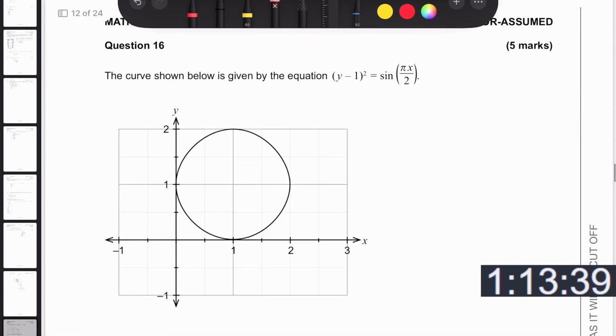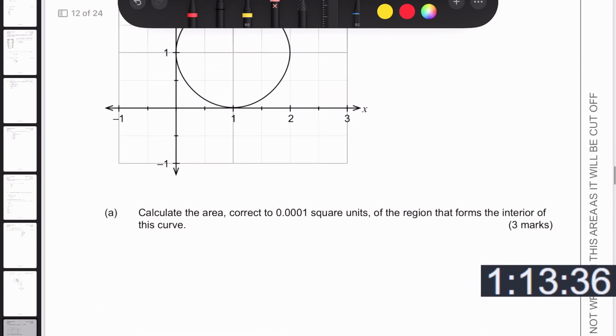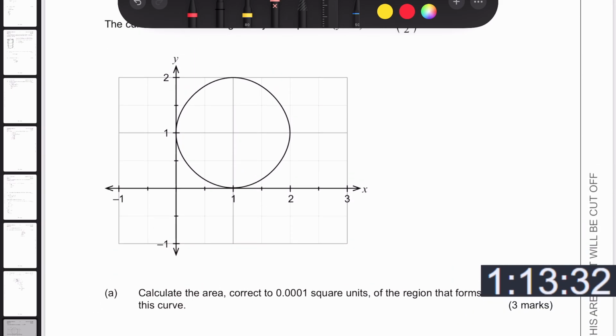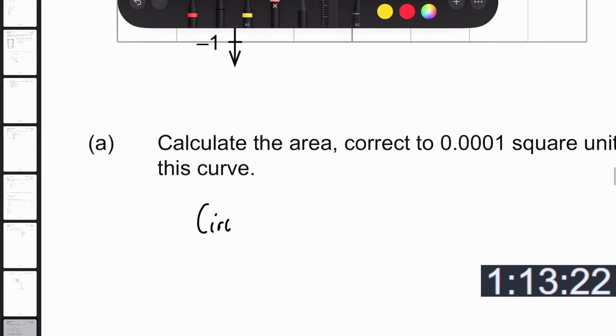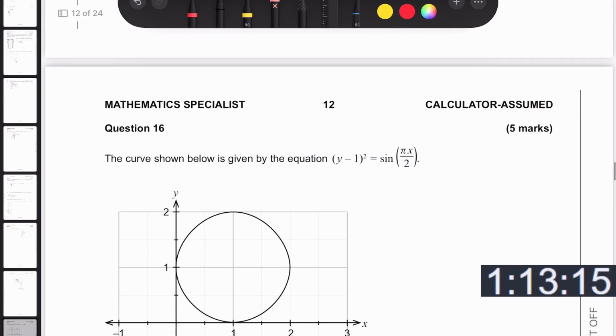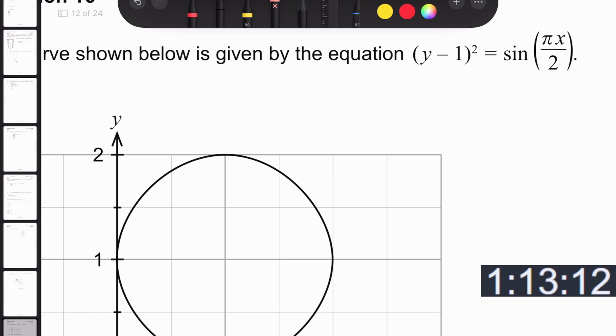Okay, that's 12. The curve below is shown. Calculate the area of the region that forms the interior of this curve. So it's just a circle with a radius of 1. Can I just do that? Well, how would they want me to do it properly?